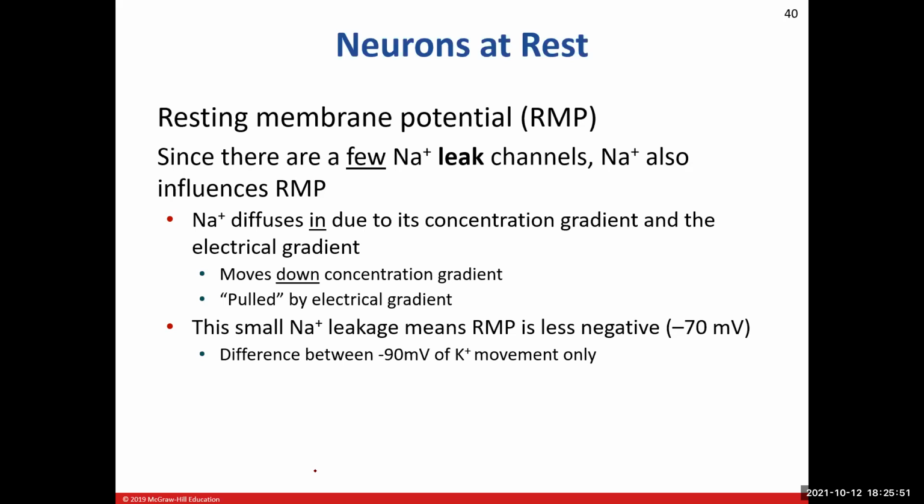But again, because there's so few sodium leak channels, it doesn't influence the resting membrane potential all that much. But because it does influence it, now our resting membrane potential is around -70. If it wasn't for these sodium leak channels, then our new resting membrane potential would be -90, and that's because of potassium's movement. You need to know that.